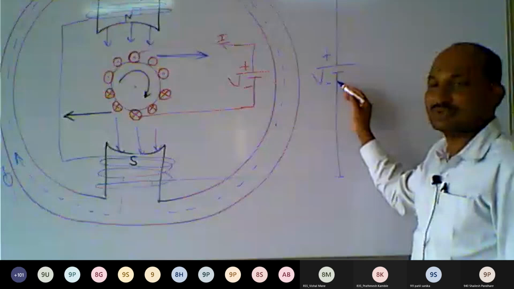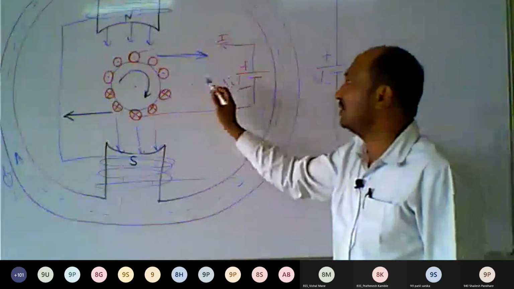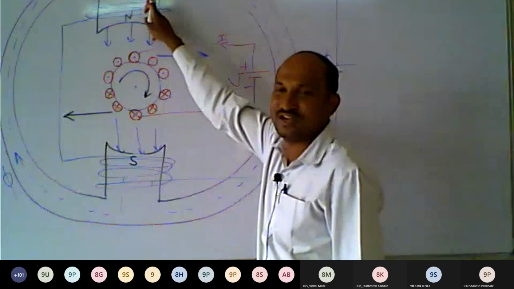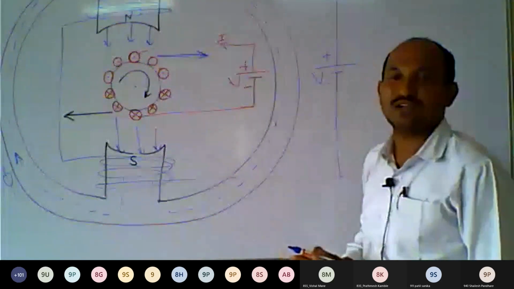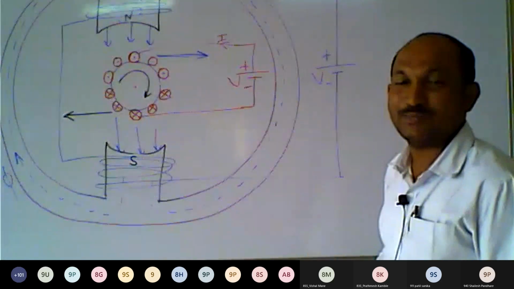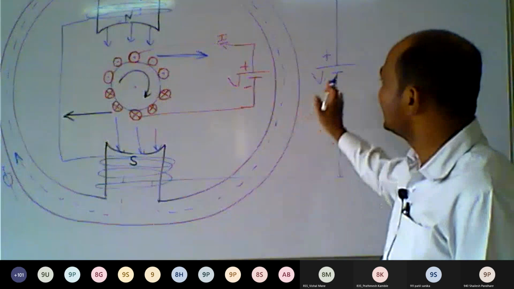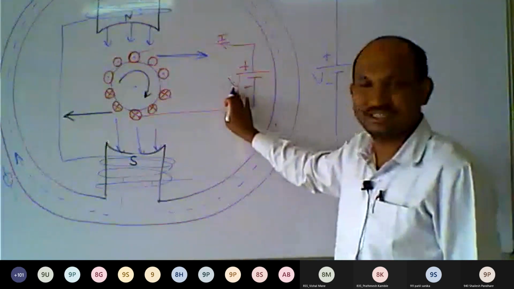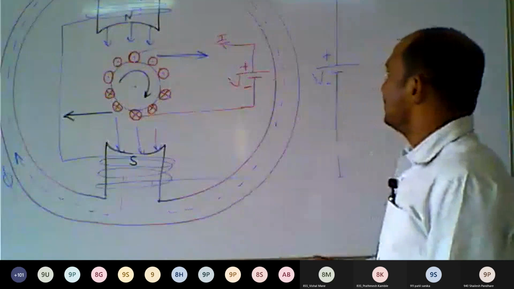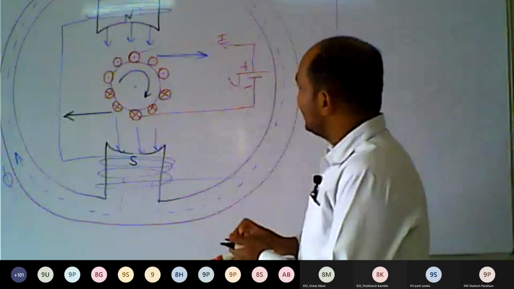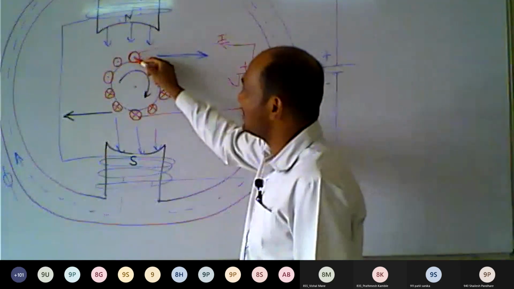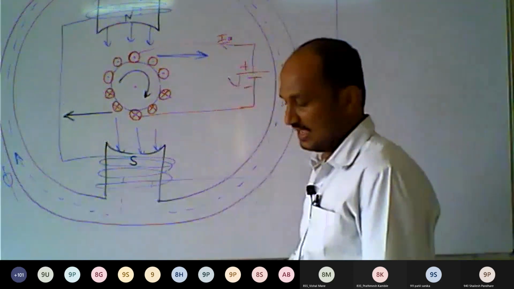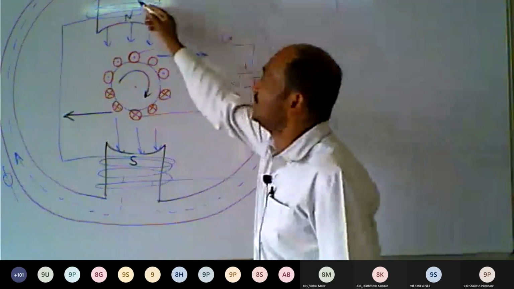Here we connected a separate voltage source for this current carrying conductor and a separate voltage source for this field winding. Such a type of motor is called a separately excited DC motor. Separately excited, because we connected a separate voltage source for each. This current flows through the armature conductor, so it is called the armature current, IA.